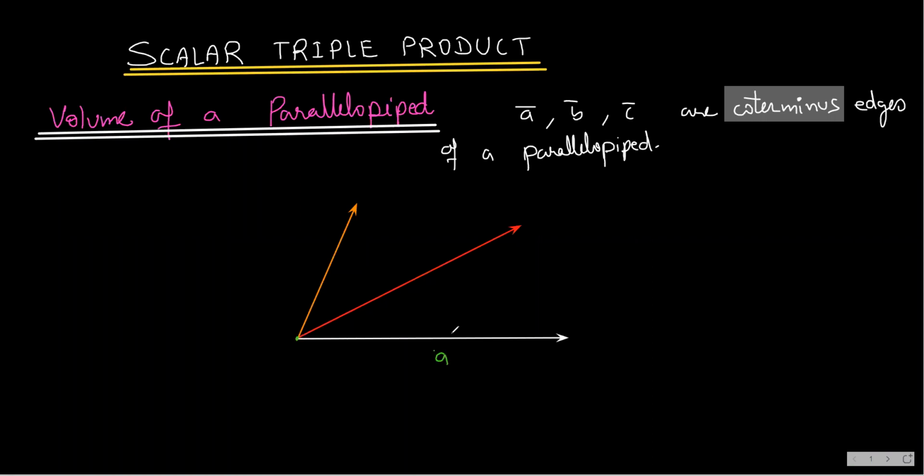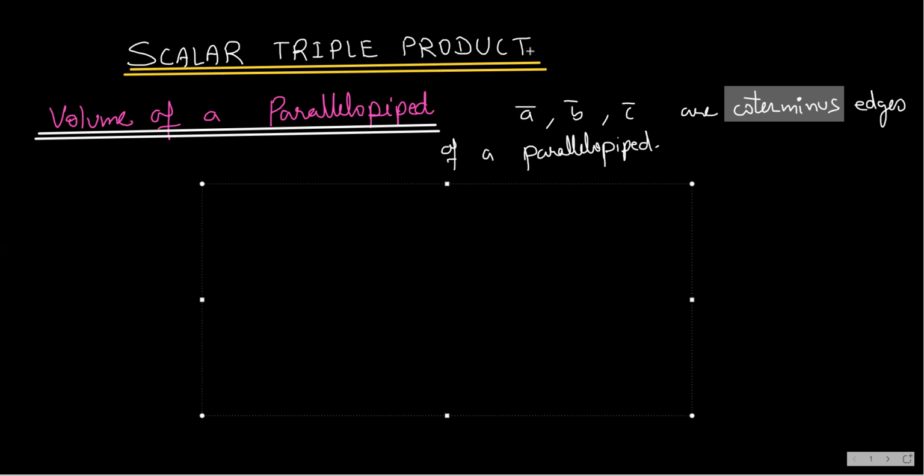If I call this A bar, this B bar, and this C bar, what do you notice? Vector A bar has initial point, say O, and the terminal point is A. Vector B bar has the same initial point O, and this is terminal point B, and here it is terminal point C. They all have the same initial point. They are coterminous. So what am I given? I'm given that A bar, B bar, C bar are coterminous edges of a parallelepiped.